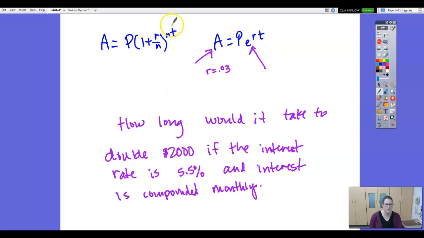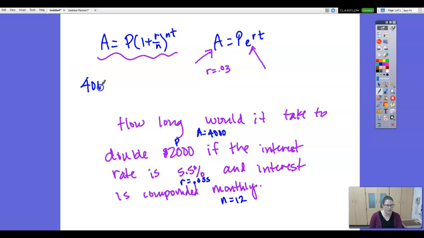It's this formula right here, because it's compounded monthly, right? So let's find our variables here. Our initial investment is the $2,000. A is going to be double that, so it's going to be $4,000. The interest rate is 5.5%, so r is equal to 0.055. And the interest rate is compounded monthly, so n equals 12. So t is what we're going to be solving for here.